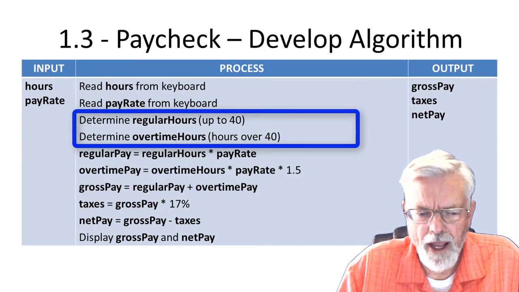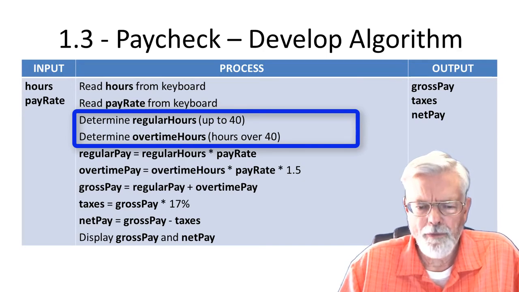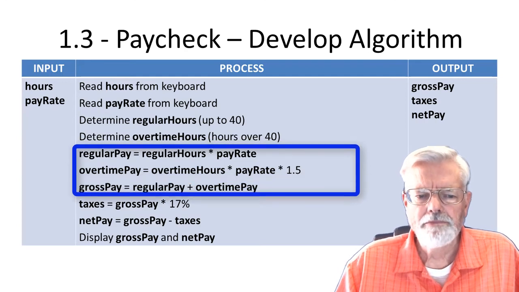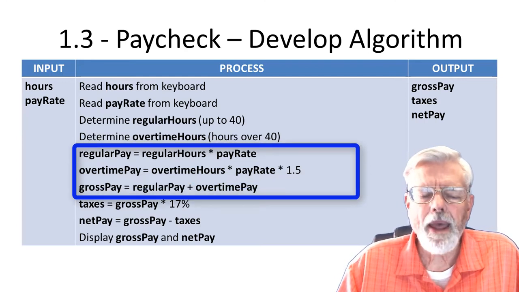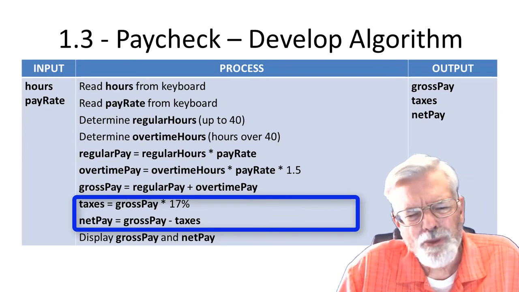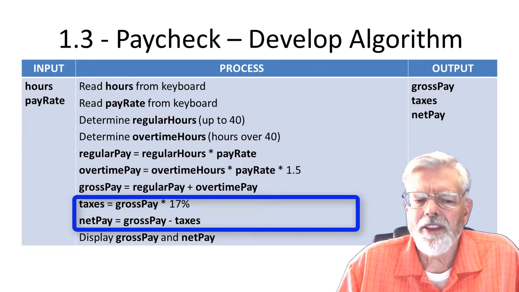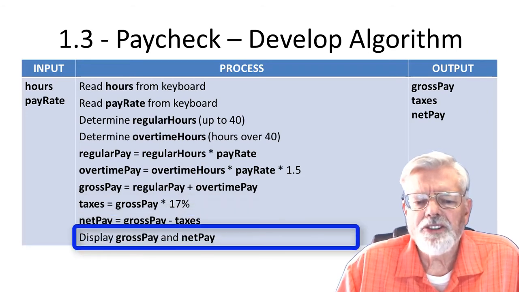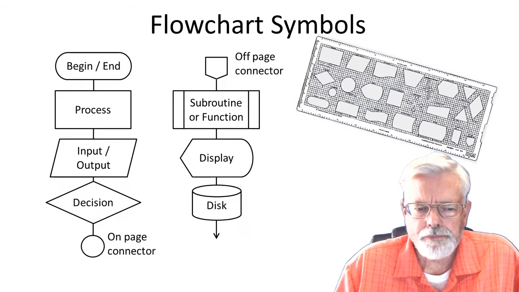We're going to read the hours and pay rate from the keyboard. Determine the number of regular hours, determine the number of overtime hours, compute the regular pay, compute the overtime pay, and then compute the gross pay. Compute the taxes, and finally the net pay. That's what's left over after everything has been taken out. Finally, display the gross pay, taxes, and net pay.